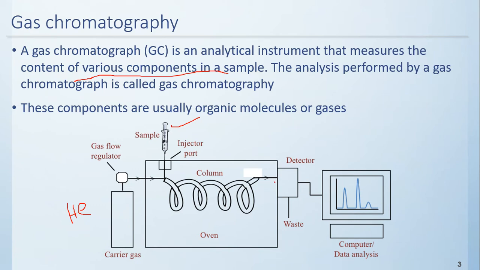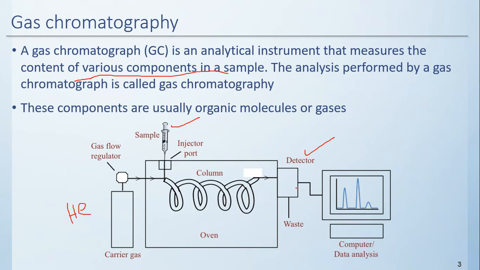At the end you have a detector. This one is an electronic component. The detector measures the amount of components in the sample, say the amount of carbon dioxide, amount of carbon monoxide, amount of oxygen, amount of water vapor, amount of other molecules, amount of biological molecules, etc. The detector detects all these, and it is shown graphically in a computer system. So this is the working principle of gas chromatography.